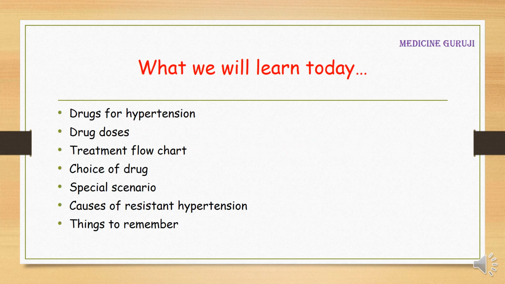What we will learn today? We will see about the drugs for hypertension, ड्रग्स की डोजेस क्या हैं, we will see the flow chart of treatment, what are the various choices of drugs, some special scenario we will see, हम देखेंगे causes of resistant hypertension, and then we will see some important things to remember.